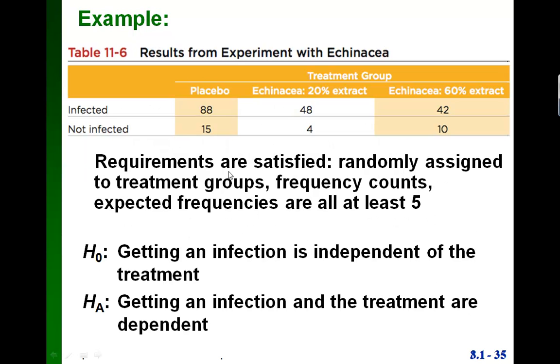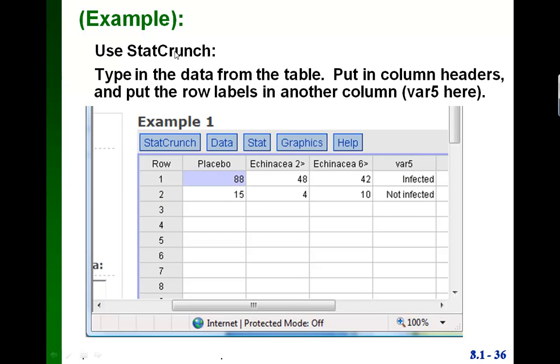Now, if we're going to do this hypothesis test, we have to check that the requirements are satisfied. So we had a random sample, and if we look at our expected frequencies for the different cells, they're all at least 5. And here's our null and our alternative hypothesis. Our null hypothesis is that the row and the column variables are independent, and those were whether or not the person was infected and what treatment group they were in. Our null hypothesis is that getting an infection is independent of the treatment. And our alternative hypothesis is that getting an infection is not independent of the treatment. Those two are related.